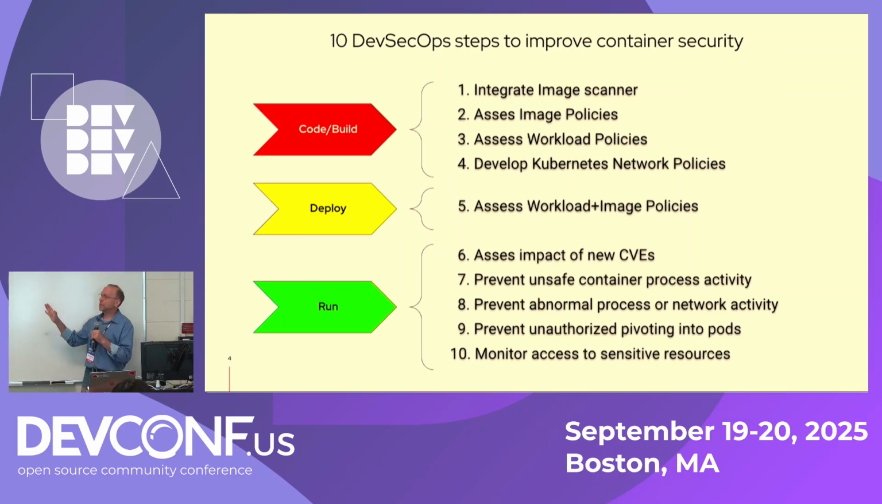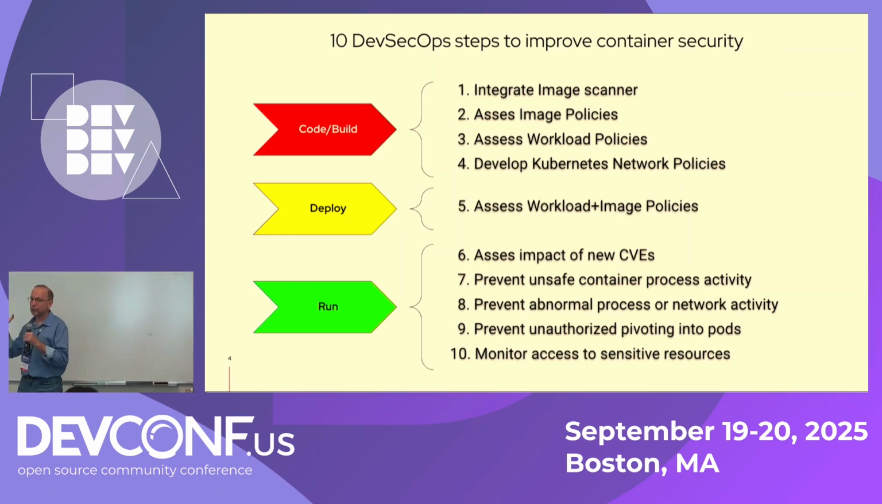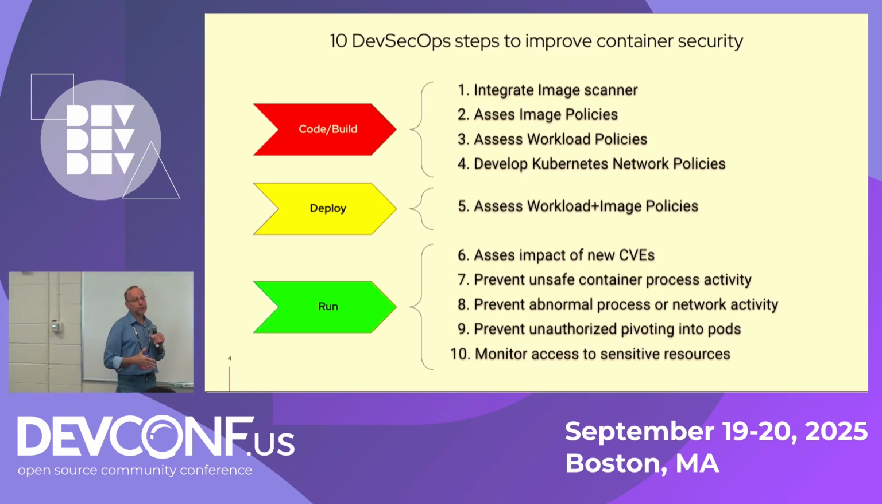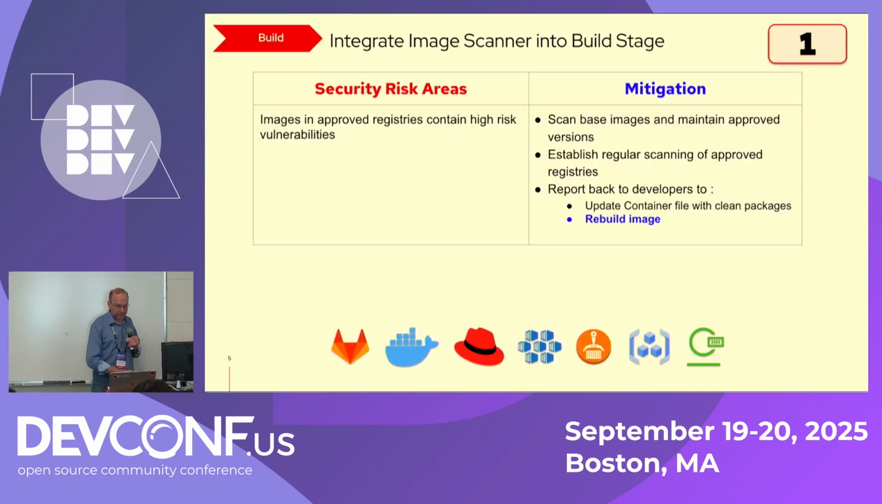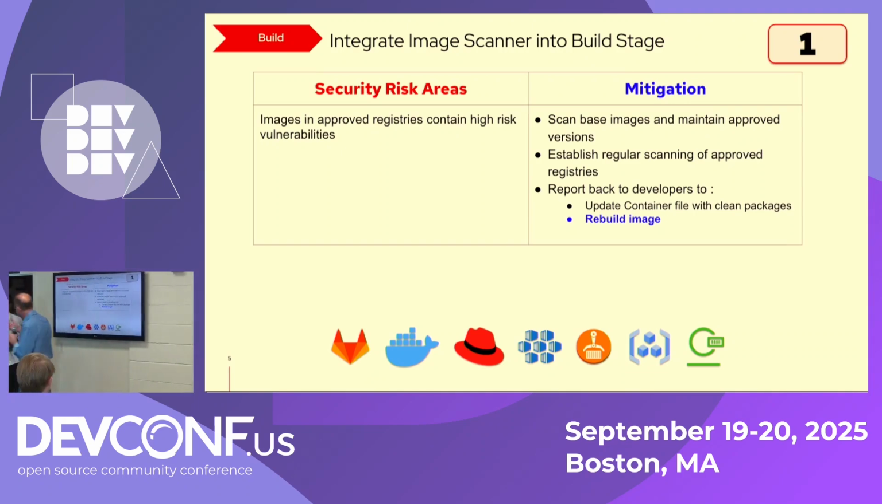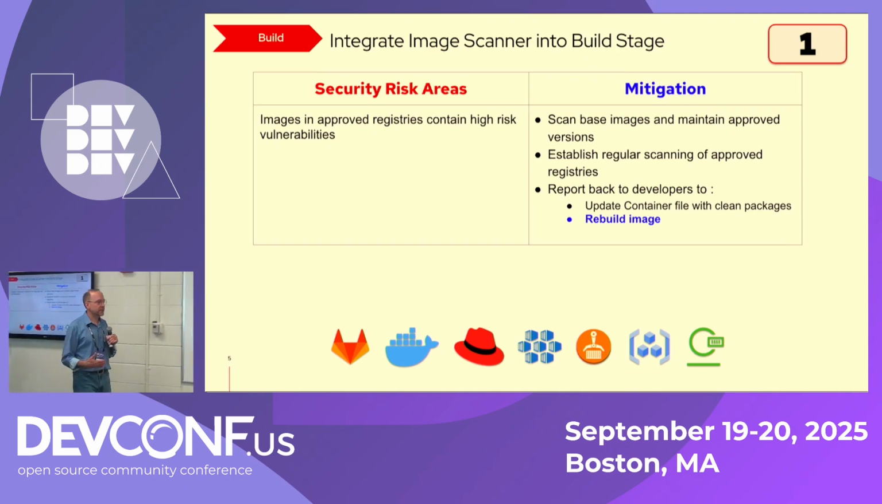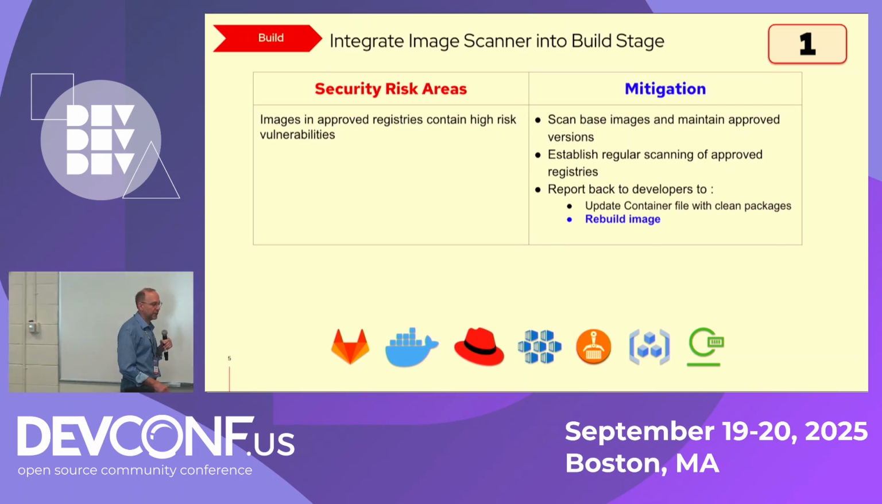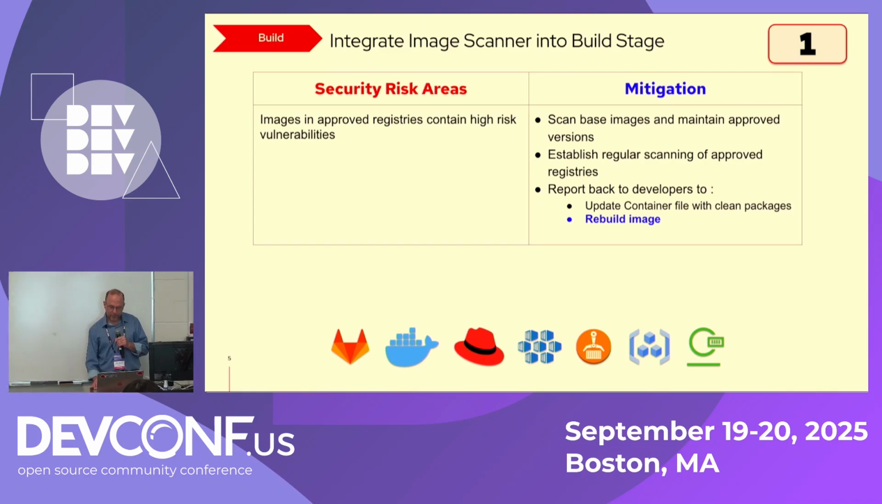So we're going to talk about what you do during the code and build phase, what you do when you deploy, and what you do at runtime. Starting off, I'll try to talk about what the risk is and then how you mitigate it.